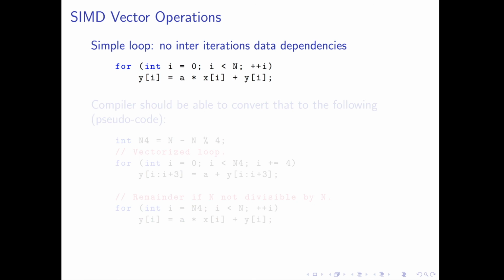We talked about how the compiler in certain cases is able to auto-vectorize loops. And the compiler is really only able to do so with very simple loops, and most specifically with loops where there are no data dependencies.